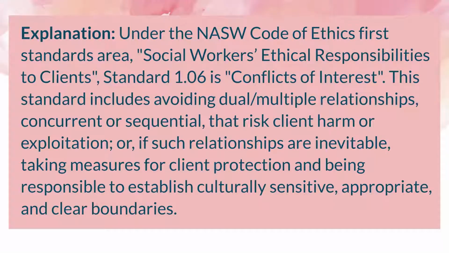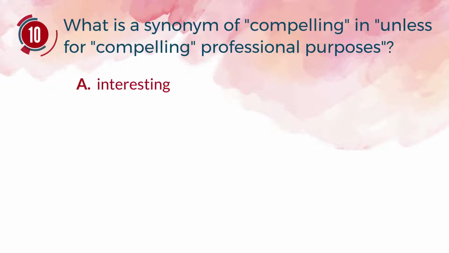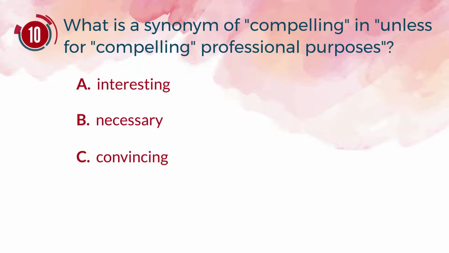boundaries. Number 10. What is a synonym of compelling in unless for compelling professional purposes? A. Interesting. B. Necessary. C. Convincing. The answer is C. Convincing.